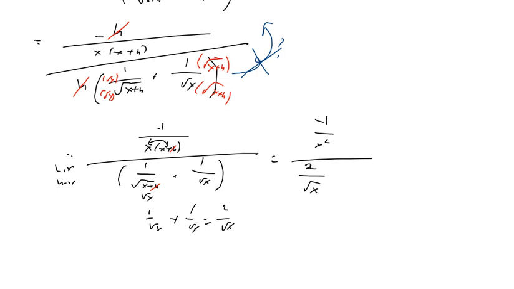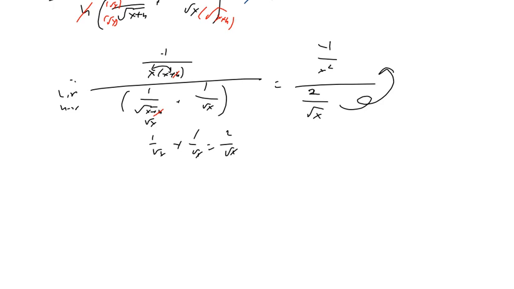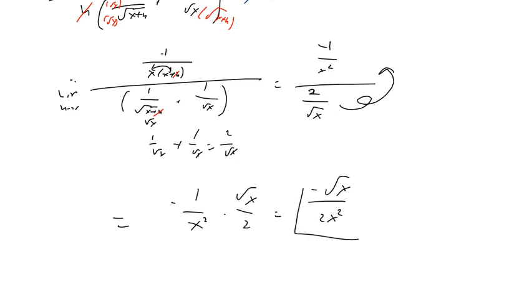Now I have my beautiful little fractions. Now I can do the flipping and multiplying. So I'm going to have negative 1 over x squared times radical x over 2. So it's going to be negative radical x over 2x squared. Ooh, kind of a weird function. That is my derivative.